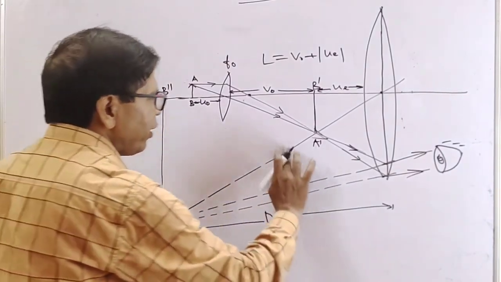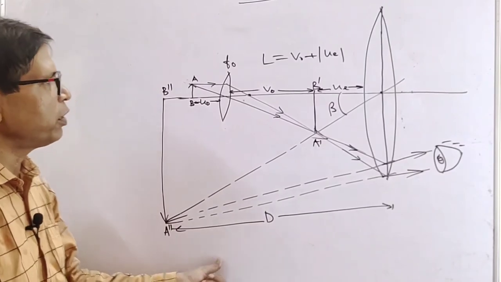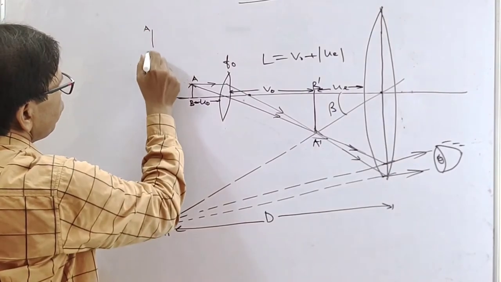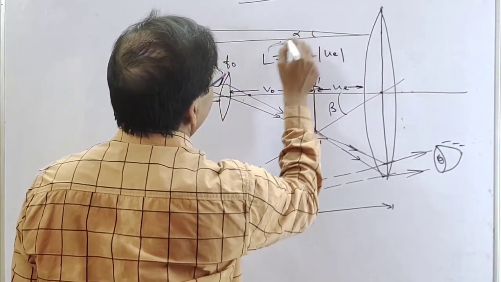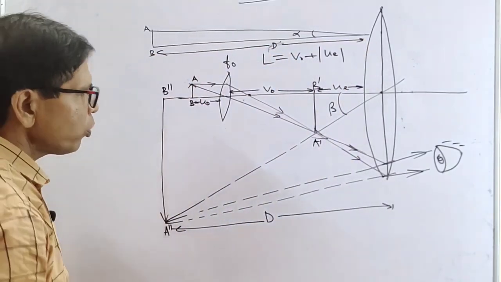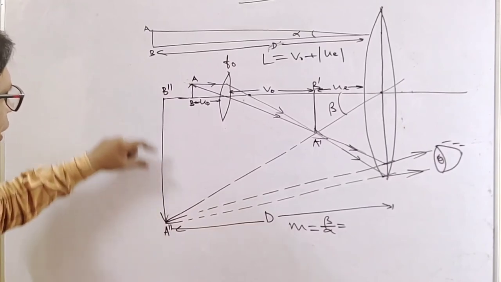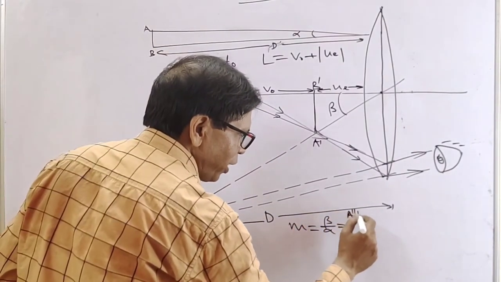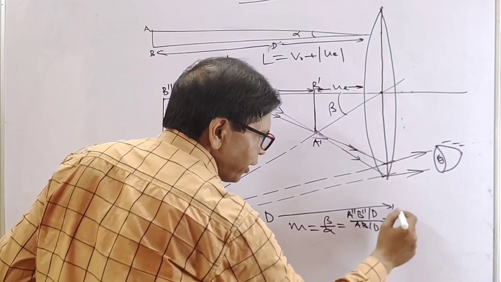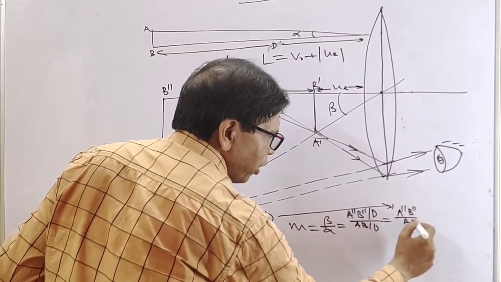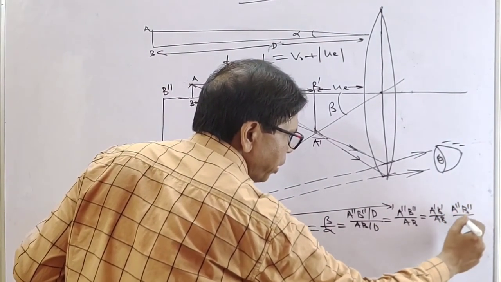Now look at this. This is the angle beta made by the final image at the least distance of distinct vision. Now this is the AB. This also makes an angle alpha at the least distance of distinct vision. Okay, this is the alpha, and this distance is the D. Okay, no problem. So angular magnification M is equal to beta by alpha. Look at this, beta equals A''B'' by D, and alpha equals AB by D. So this is A''B'' by AB. Now this can be written as A'B' by AB into A''B'' divided by A'B'.